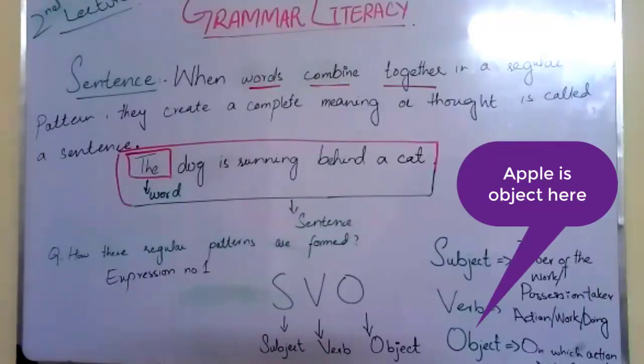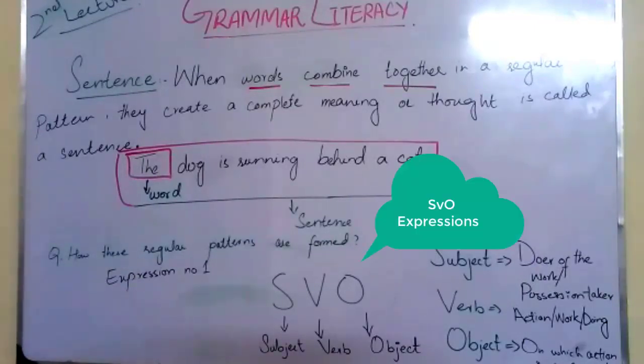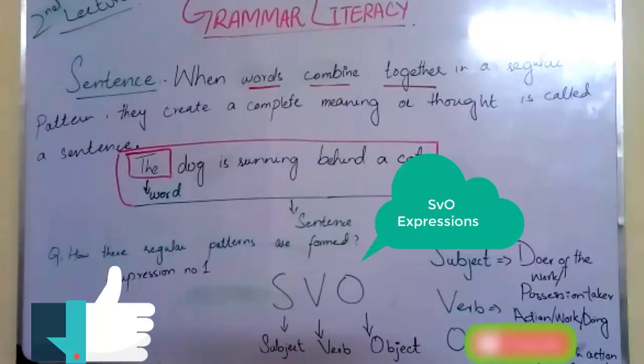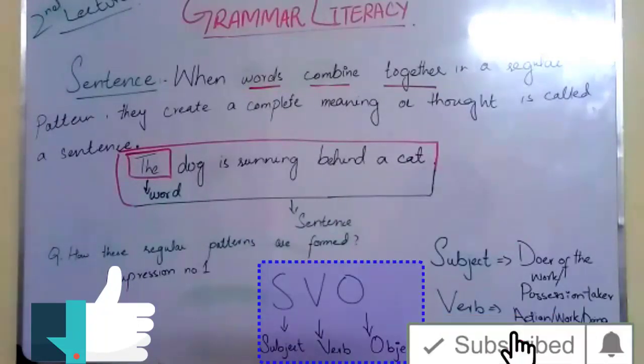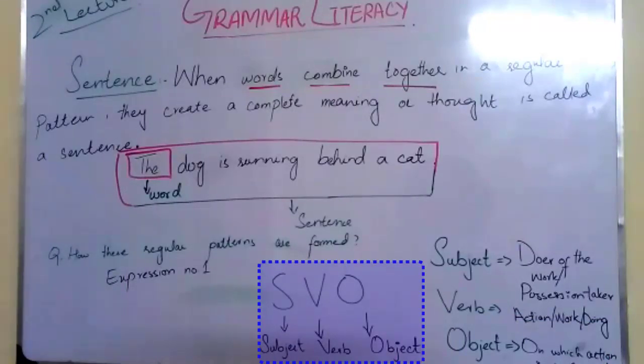So basically English sentences are usually, not always but mostly, having the SVO expression where the subject is in the beginning of the sentence, verb is in the middle, and the object is at the end. But this is not a hard and fast rule for every sentence. I'm telling you again and again that these are usually used.